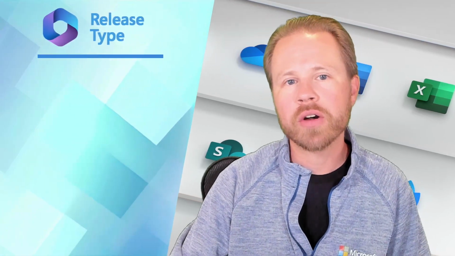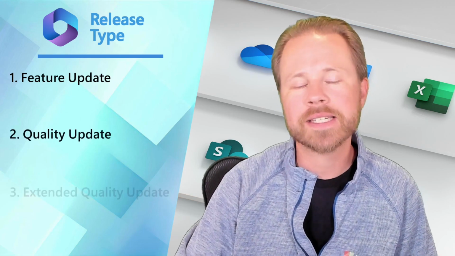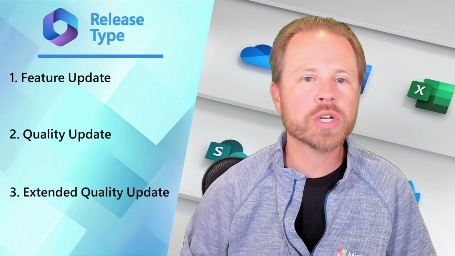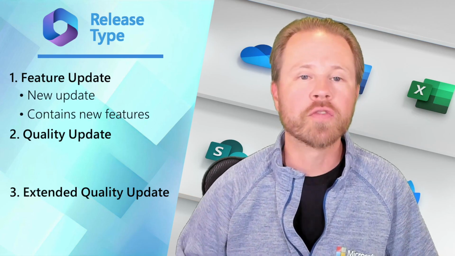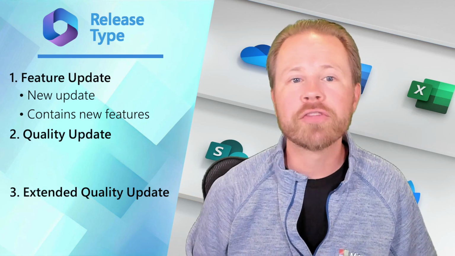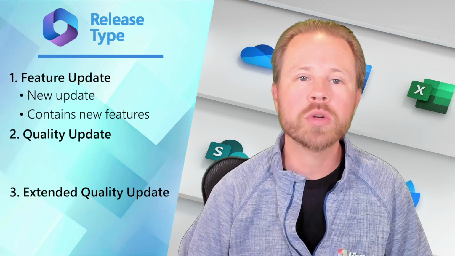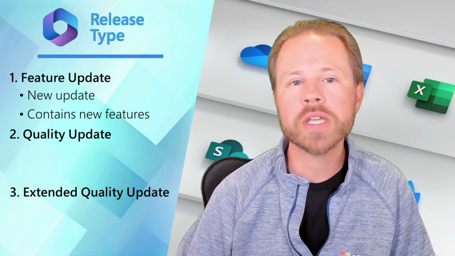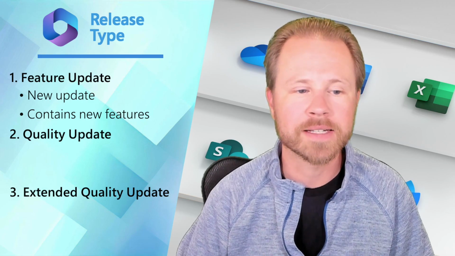Now, with that in mind, the release type has three variations. We have feature update, quality update, and extended quality update. A feature update is any update that's new and contains new features. So for monthly enterprise channel, every month is a new feature update. In April, you get 2302, which has new features, and in May, you'll get 2303, which again has new features, therefore feature update is in the title.